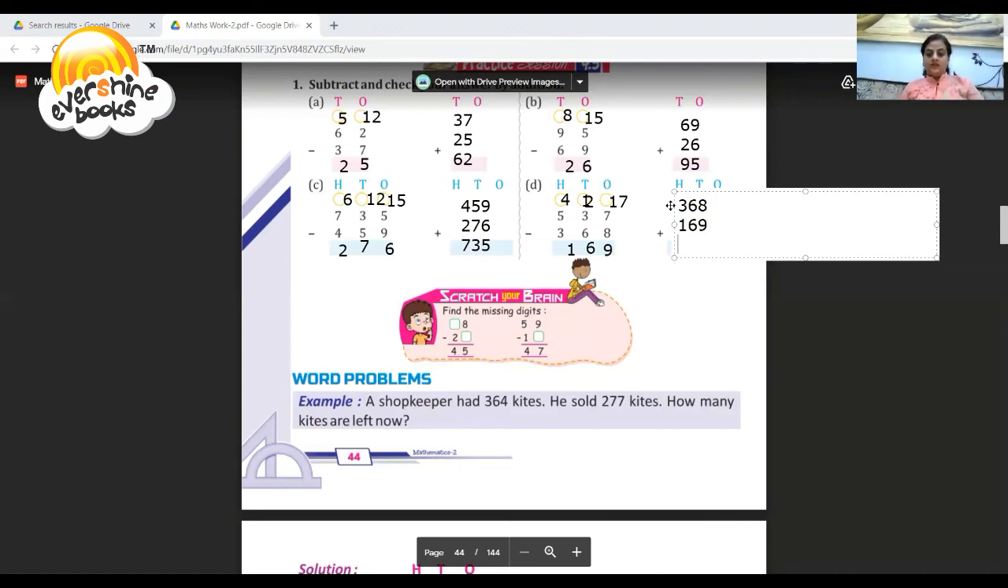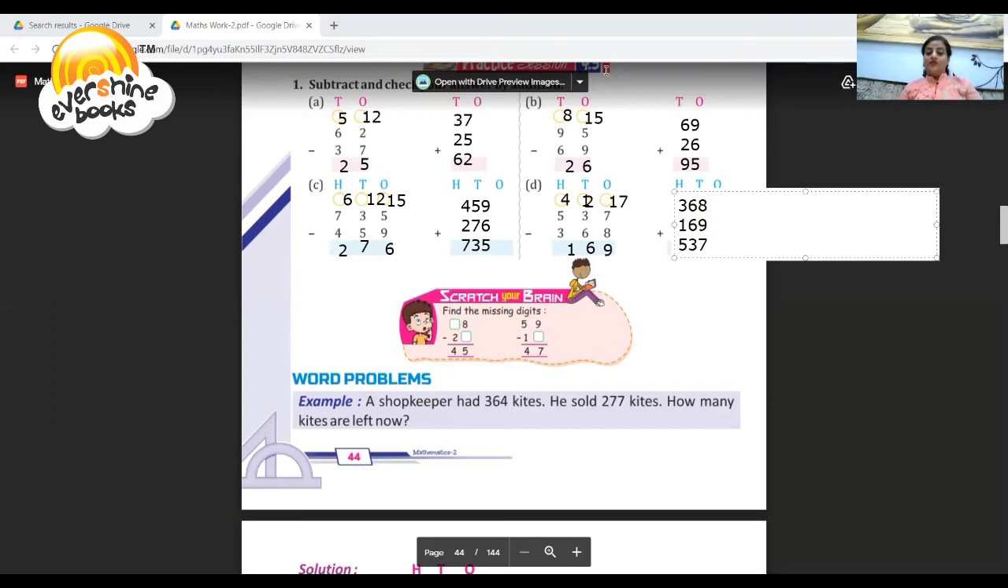8 and 9 is 17, 6 and 6 is 12, plus the carry is 13, like that the ending number is there. Okay, next is 3 and 1 is 4 and 4 and 1 is 5. So 537 is the answer. Okay students, you got it?